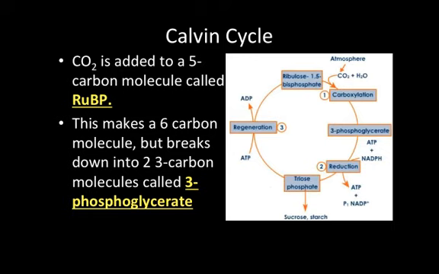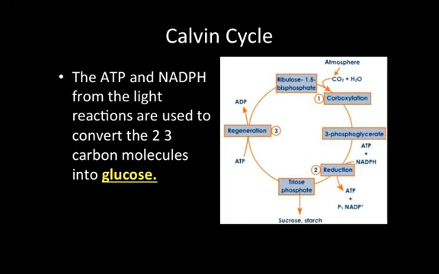So again, we're taking a 5-carbon molecule called RUBP, and we're adding CO2 to it, creating a 6-carbon molecule. But this is unstable and breaks down into 2 different 3-carbon molecules called 3-phosphoglycerate. Now, the ATP and NADPH that we obtain from the light reactions are used to convert this into glucose. Now, it's simplified here. It's a much more complicated process. But still, the concept is there, where we take these 3-carbon molecules and end up combining them into something called glucose.